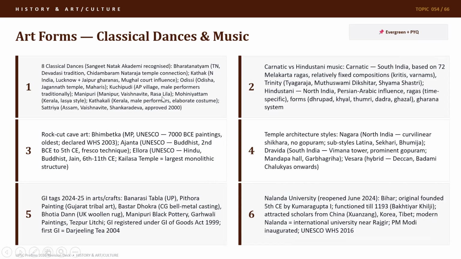Manipuri, with Vaishnavite tradition and Ras Leela. Mohiniyattam, which is from Kerala, a lush style. And then Kathakali, which is again from Kerala, with male performers and elaborate costumes. Satriya is an Assamese dance, Vaishnavite in tradition, introduced by Sankardeva. These dances have occurred several times in PYQs and they have specific terms associated with them. You should know the names of the dances, the specific terms, what they reflect and depict, why the dance is happening, and what kind of stories from our mythology and history they are trying to depict.